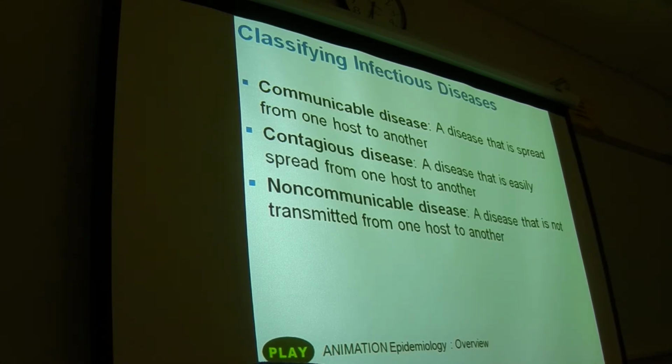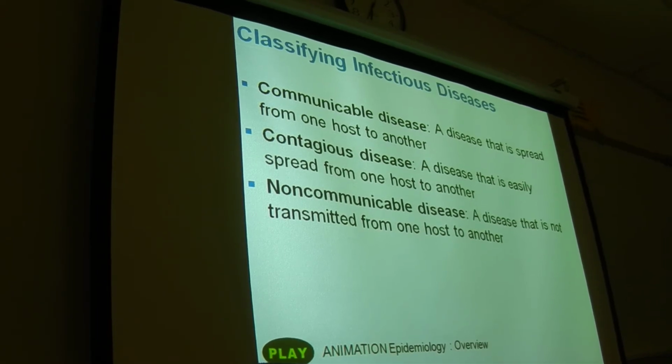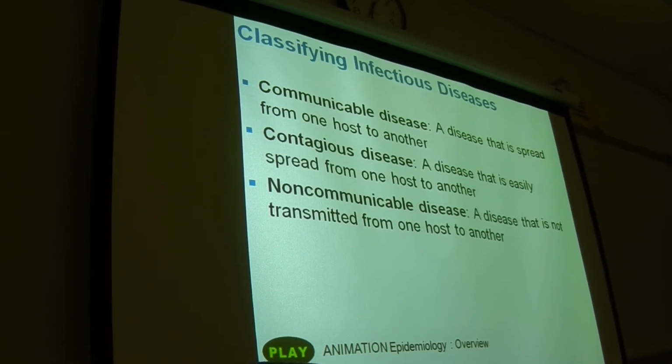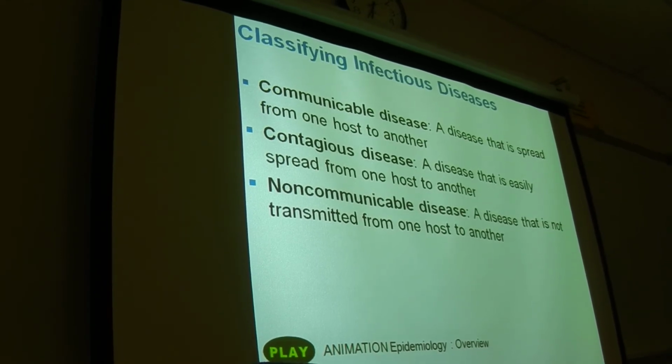Can anybody give an example of each one of those, or think that they might know what the difference is by giving an example? I know it's not described very well here, but think about it for a second and see if you can come up with an example. AIDS. A communicable disease being mono, HIV. What was the first one?